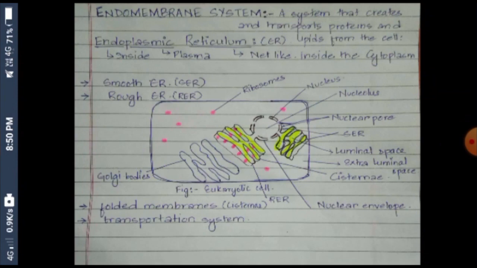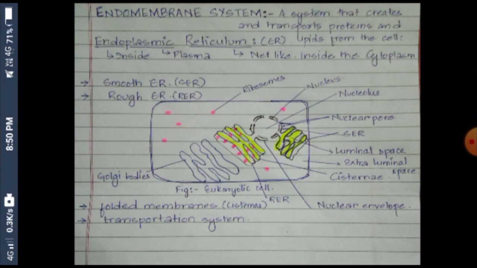Okay, what is this endomembrane system? By definition, it is a system that creates and transports protein and lipid from the cell to other parts or outside the cell. Okay, now let me start with endoplasmic reticulum.